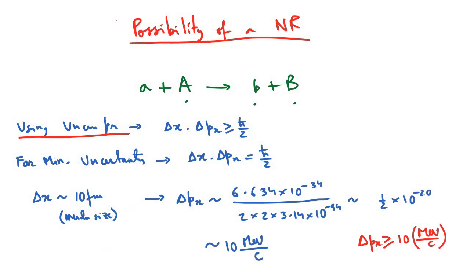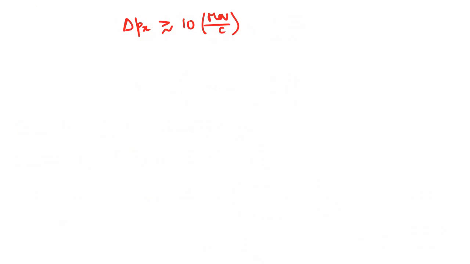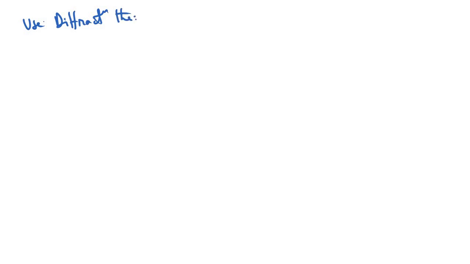Now the next thing that we will be doing is use diffraction theory. So now we will use diffraction theory. Now in diffraction, we know that a wave of wavelength lambda will be scattered by an object only if the dimension is of the order of lambda, right?